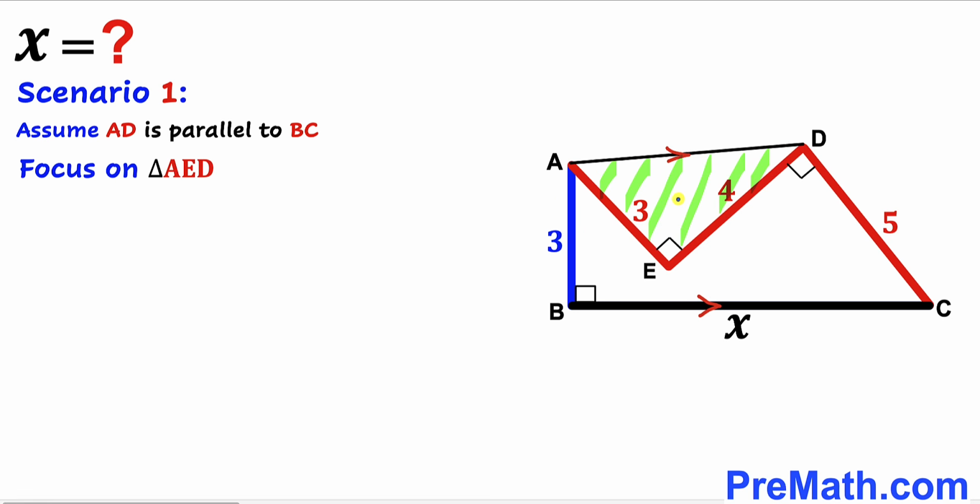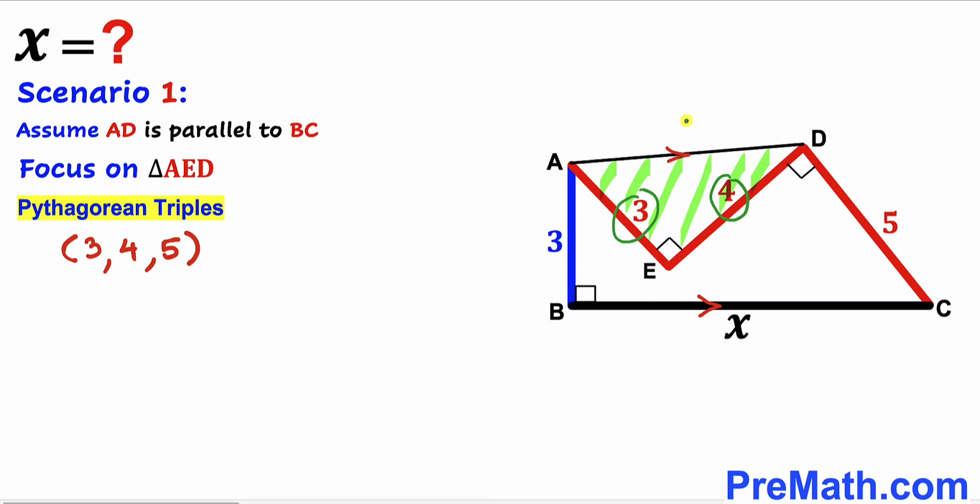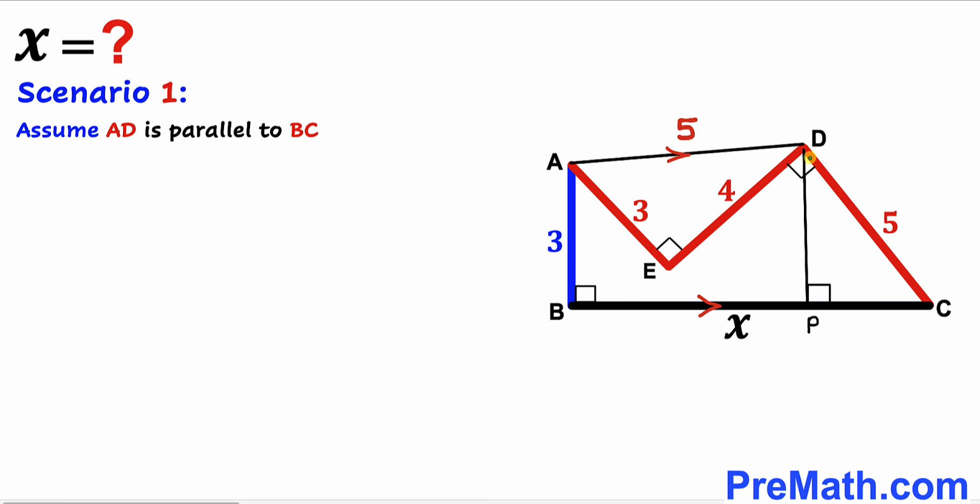Now let's focus on this right triangle AED. Let's recall the Pythagorean triplets 3, 4, 5. For this right triangle, this side is 3, this side is 4, so this hypotenuse has got to be 5. In this next step, I have dropped this perpendicular DP on side BC. Since we assume that AD is parallel to BC, side AB has got to be equal to side DP. If this is 3, then this side has got to be 3 units as well.